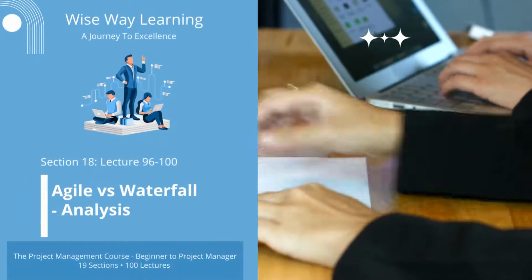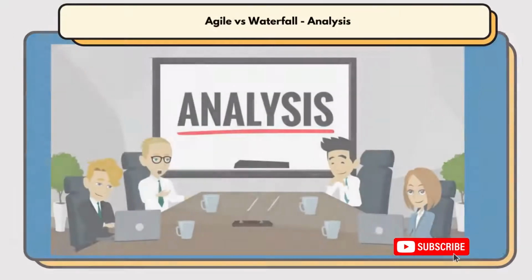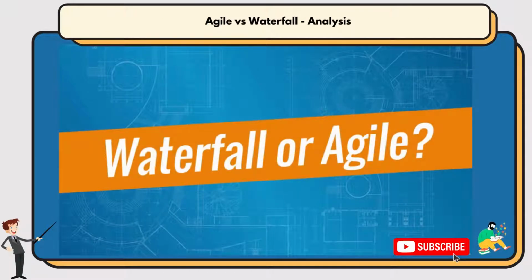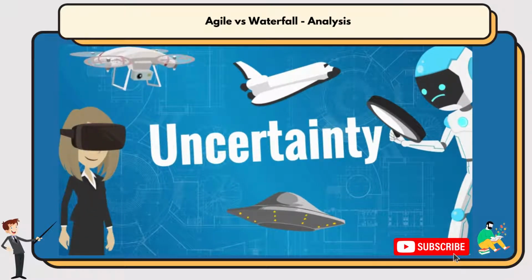Section 18 and lecture number 96, Agile versus Waterfall, Analysis. So, let's analyze what kind of initiatives and environments would be more appropriately managed via waterfall methodology and what kind via Agile. The first point is uncertainty.